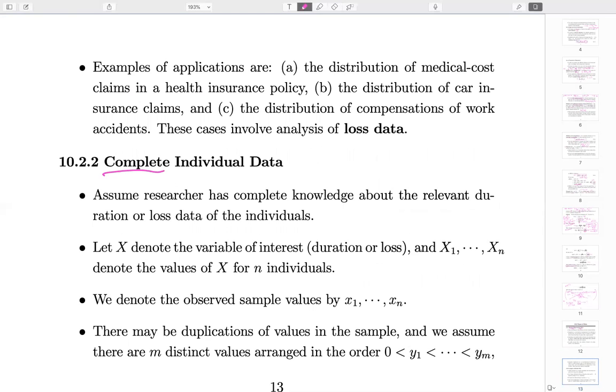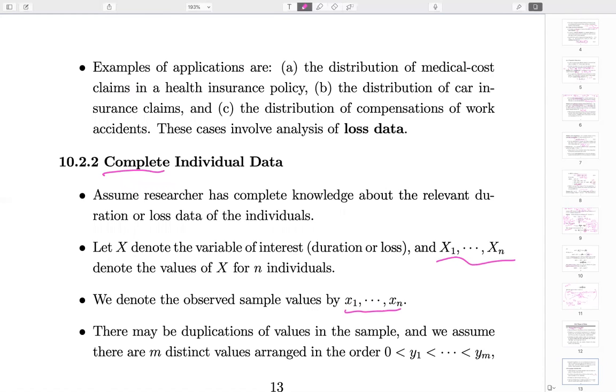Okay, so here we let X denote the variable of interest. It can be time, it can be loss. X1 to Xn denote the values of X for n individuals. So those are random variables. Of course, once you observe, those become observations, then they are numbers. So we always use small x to denote the observations of a particular sample. Once you change sample, your observations are likely different.